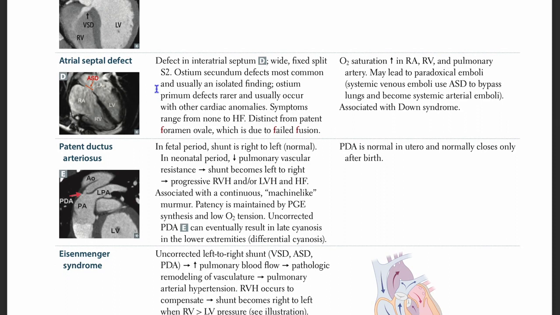Atrial septal defect is right there. That's because of failure of septum primum and secundum or something like that, not fusing together, so the ostium secundum stays open, right? Okay, so defect in the interatrial septum, wide, remember wide for wiper, fixed split S2, right? So that was FA.